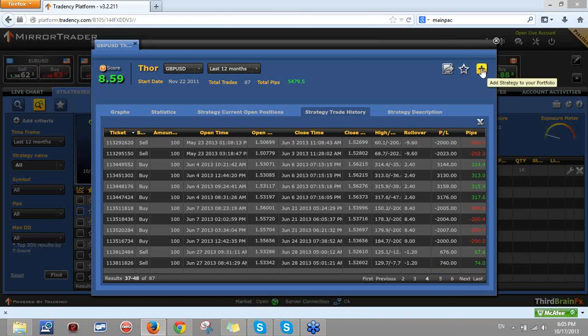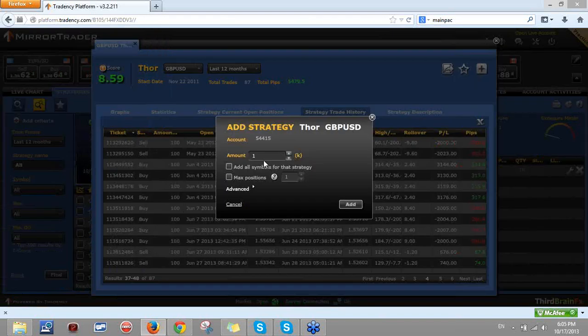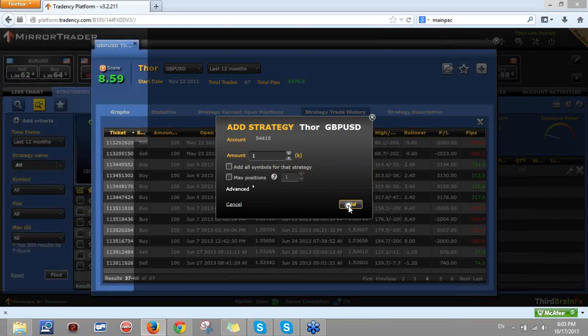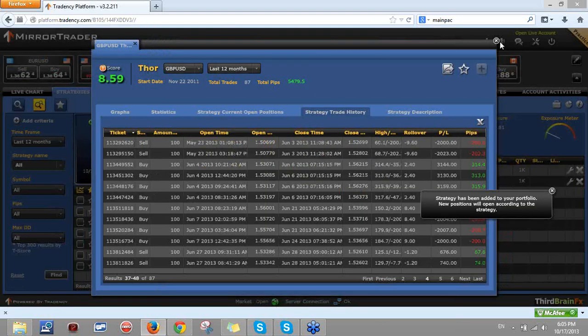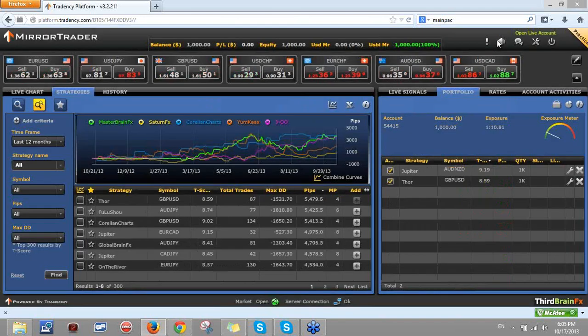So we will click Add Strategy. Again, we'll leave amount of K1. Click Add. Close the window with the strategy statistic and history and have a look at the exposure. It's still very reasonable, 1 to 10, so we can afford to add another strategy. Go back to the list and have a look what other options you've got.